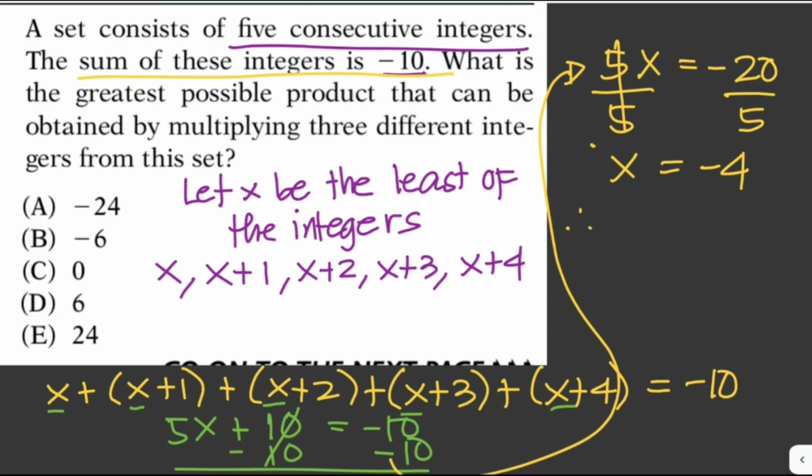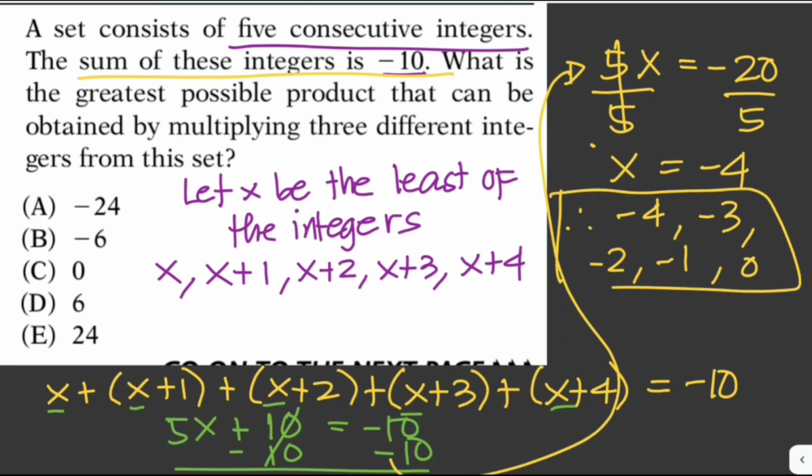Therefore, the 5 consecutive integers are -4, -3, -2, -1, and 0. Now we've already got the 5 consecutive integers, but the question is, what is the greatest possible product that can be obtained by multiplying 3 different integers from this set of 5 consecutive integers?